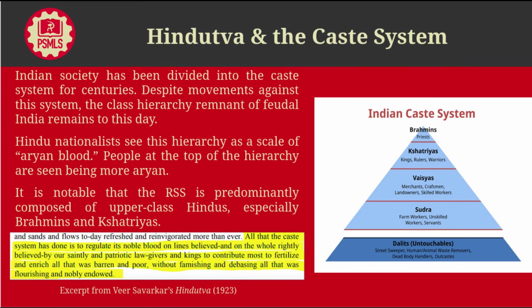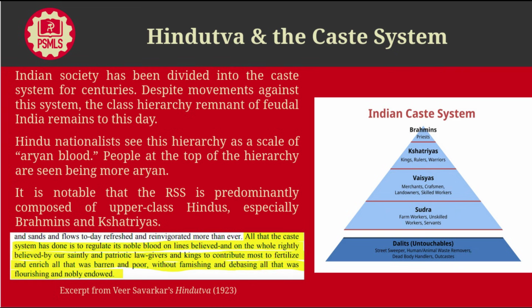And in another excerpt from Veer Savarkar's text: "All that the caste system has done is to regulate its noble blood on lines believed, and on the whole rightly believed, by our saintly and patriotic lawgivers and kings to contribute most to fertilize and enrich all that was barren and poor, without famishing and debasing all that was flourishing and nobly endowed." And you can see the structure of the caste system on the right here.